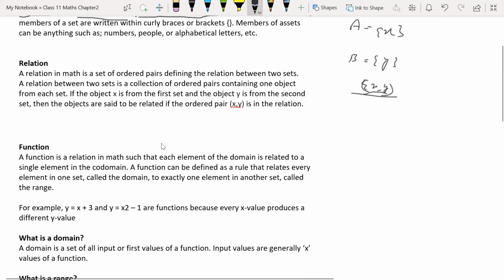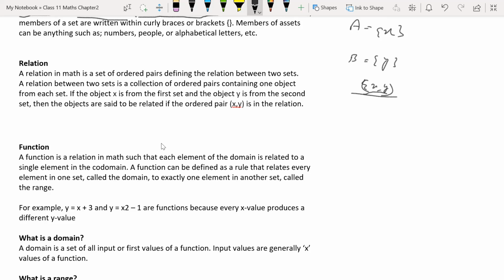Now next comes the function. A function is a relation in maths such that each element of the domain is related to a single element in the codomain, or in the range. So we can define it as a rule that relates every element in one set, called the domain, to exactly one element in another set, called the range.